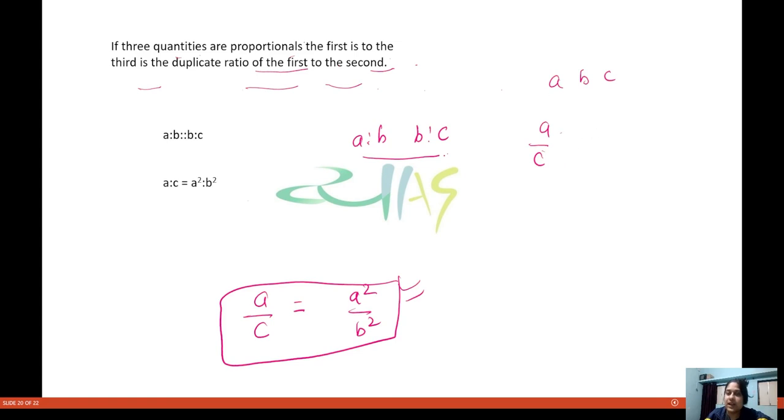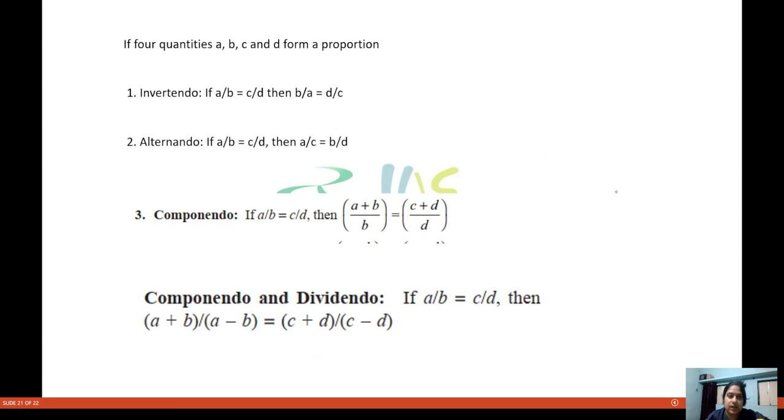So invertendo means you have to invert. Invert मतलब A by B को B by A कर दीजिए, ठीक है? And if you invert C by D and do D by C, then even these are also equal. So that means invertendo. What does alternando mean? A by B is equal to C by D. Alternando means here you bring C and here you put B. So A by C is equal to B by D.